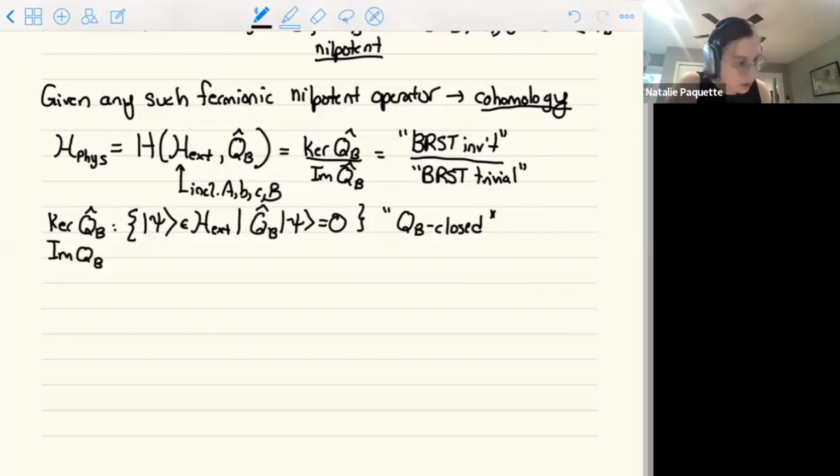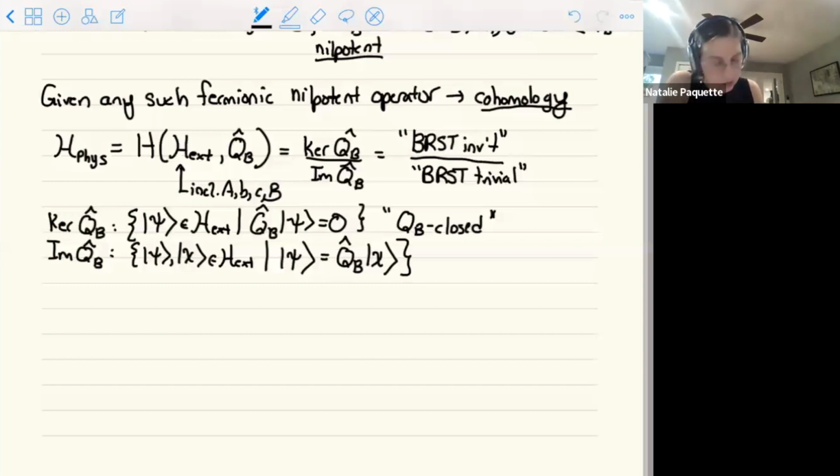And then the image: if we have states in our large extended Hilbert space, psi is in the image if it is of the form QB times some other state. And then we say that in that case, psi is QB exact or QB trivial, BRST exact or BRST trivial. And indeed, something of this form is definitely going to be annihilated by the BRST charge, because the BRST charge is nilpotent, it squares to 0, so psi would automatically get annihilated if it's in the image of the BRST charge. So it is BRST closed, but in a trivial way. And we want to remove or mod out or identify states which are trivial.